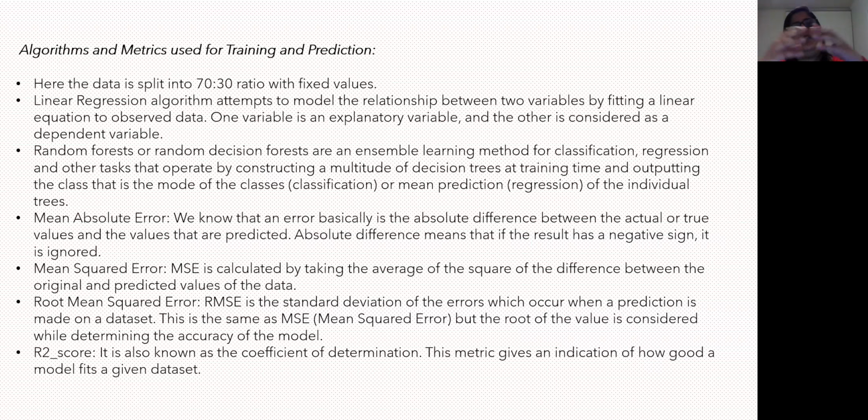To validate this, we have taken some errors. They are mean absolute error, mean square error, and root mean square error. Mean absolute error is the average difference between the actual and predicted values. Mean square error is the average of the square of the difference between the original and predicted values. Root mean square error is the root of mean square error. To see the performance of an algorithm, we have used the R2 score, also known as the coefficient of determination.